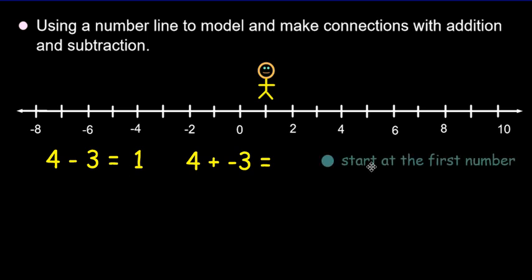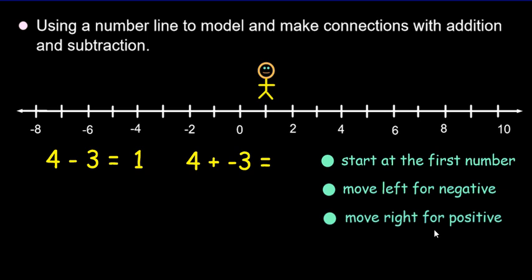So really, what we're doing is you're starting at the first number with an addition problem. You're going to move left for a negative and right for a positive. But we have to be able to make the connection between the subtraction problem and the addition problem. And the big key is to use what we call keep change opposite, or add the opposite. Notice the first number does not change. It stays the same. So our starting position on the number line is always that first value.